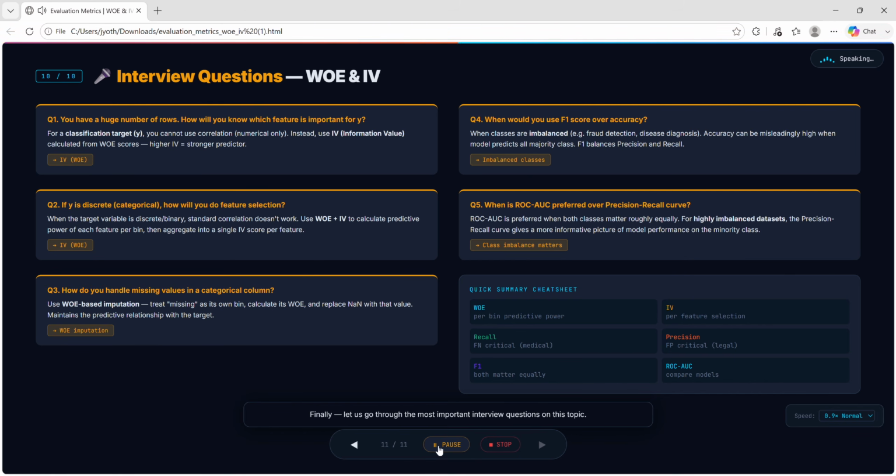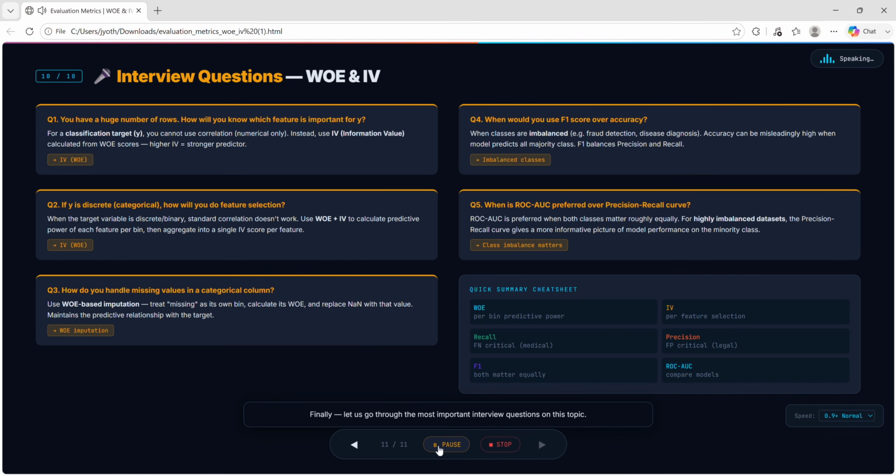Question 3. How do you handle missing values in a categorical column? Answer. WOE imputation. Treat missing as its own bin, calculate its WOE. Replace NaN with that score. Question 4. When to use F1 score over accuracy? Answer. When classes are imbalanced. Accuracy can be misleadingly high. Question 5. When is ROC preferred over precision recall? Answer. When both classes matter roughly equally. For highly imbalanced data, use the precision recall curve instead.